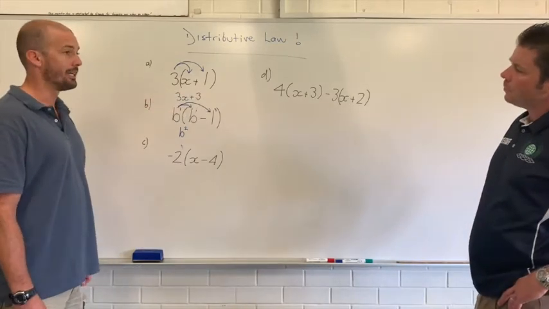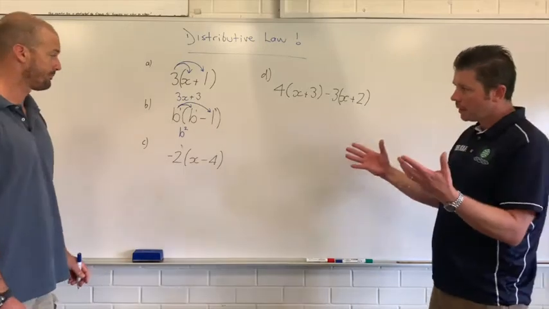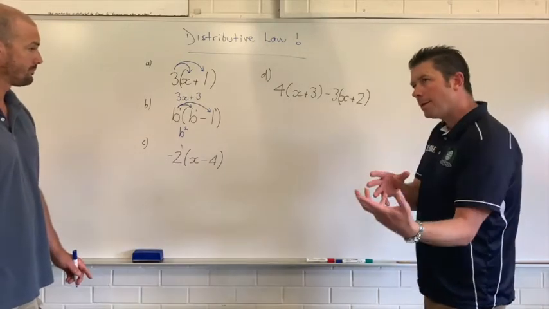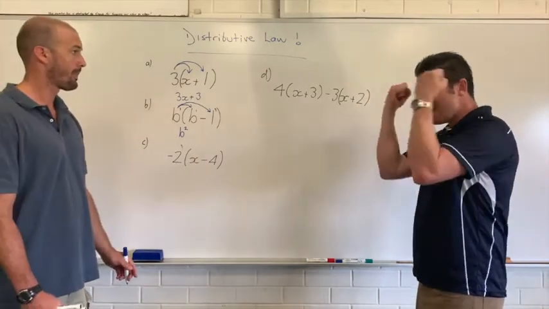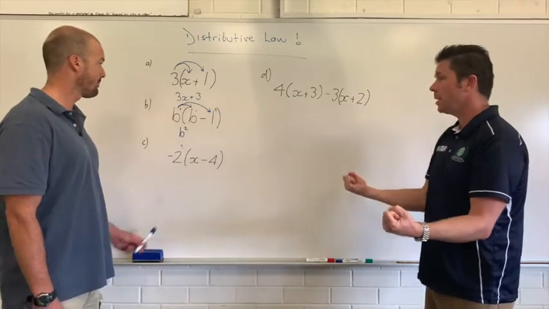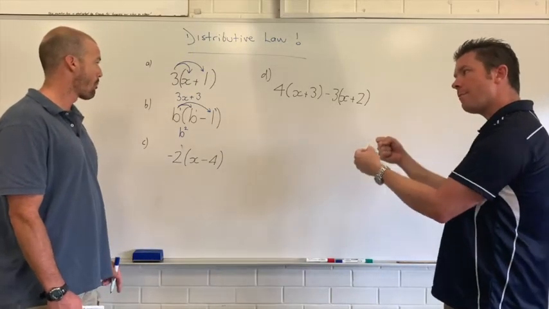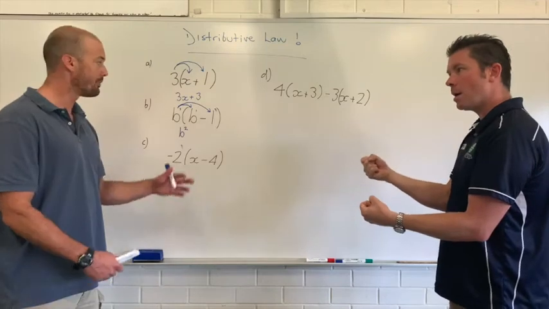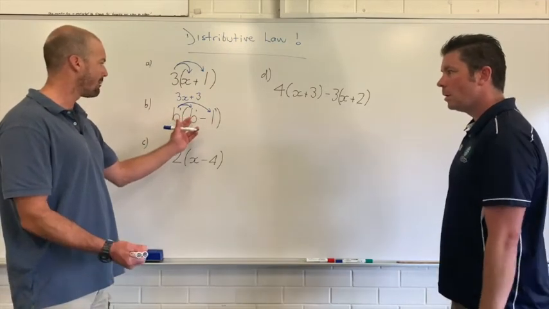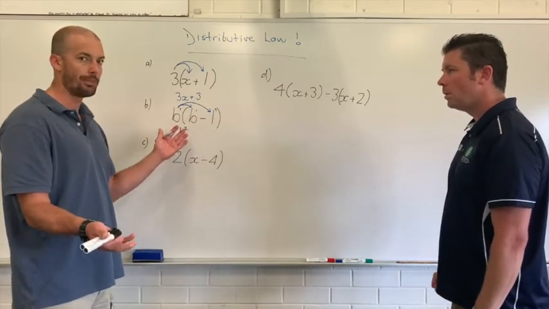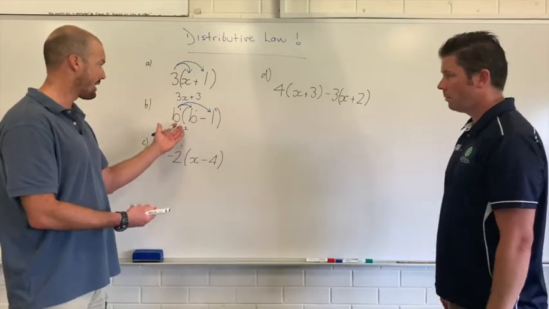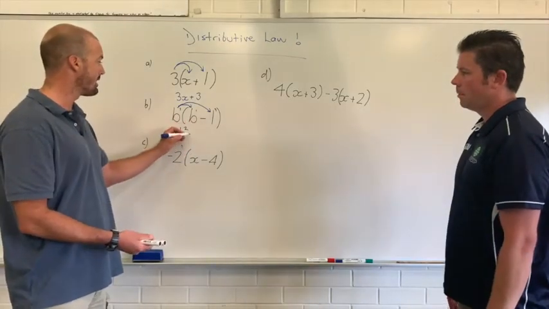Now b times negative 1. So it's a positive b times a negative 1. So it's a positive times a negative, so it's a negative. It's just going to be negative b. You could say 1 times b, 1b, but 1b is the same as b, so with negative 1b, we can just say negative b.